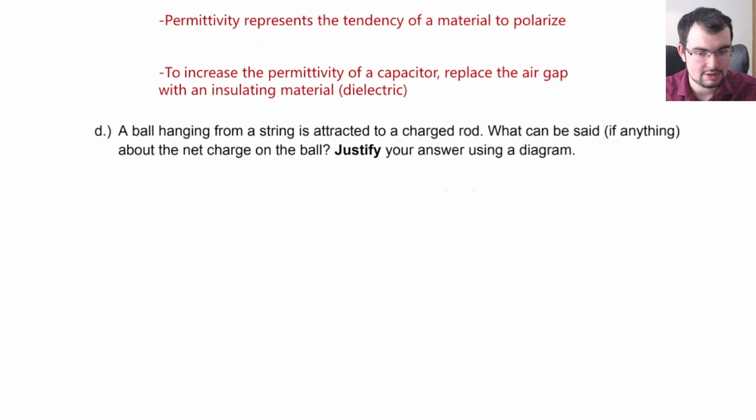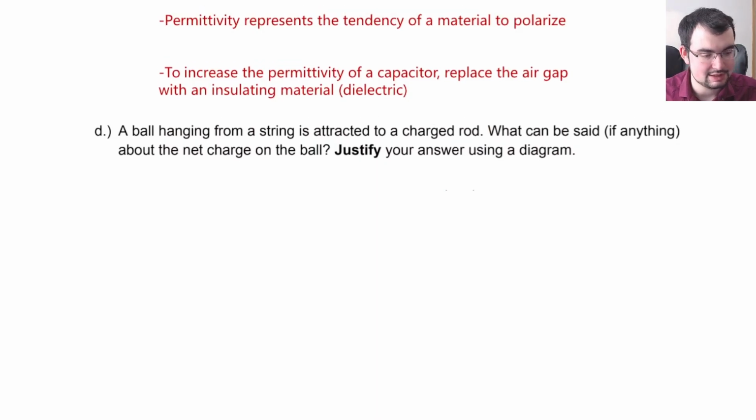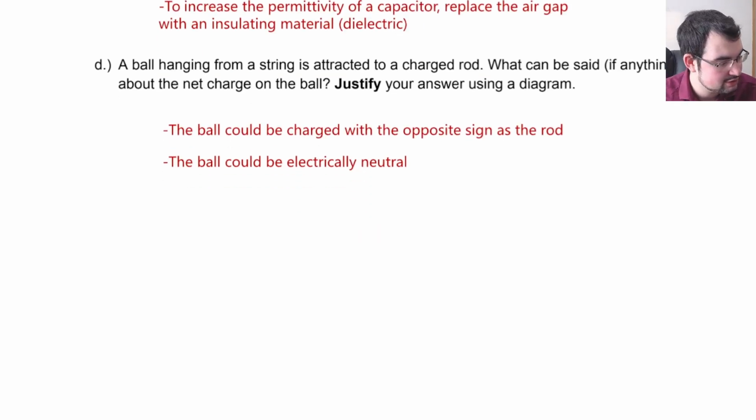Here's a common misconception question. A ball hangs from a string. It's attracted to a charged rod. What can be said, if anything, about the ball and the net charge on it? So people think, oh, well, if the ball is attracted to the charged rod, the ball must have the opposite charge. Like if the rod is positive, it's attracted to positive, so it must be negative. That's actually not necessarily true, because we just said neutral objects polarize. So all that can be said is that the ball doesn't have the same charge as the rod, because repulsion can't be faked. So it could be electrically neutral.